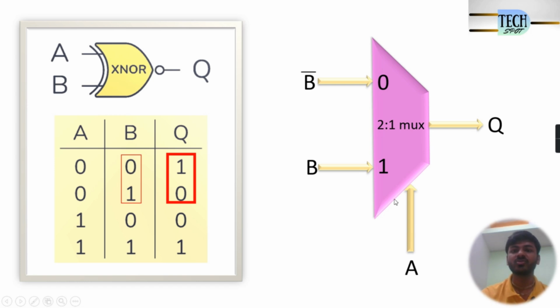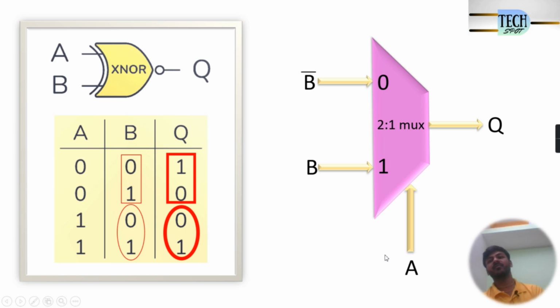Similarly, if select line A is equal to 1, the output Q is equal to B. You can see on truth table, A is equal to 1, that time whatever value present inside the B, 0, 1, output getting as the same. So that is the reason I have connected for select line A is equal to 1, B as the input. So as per the truth table, from this 2:1 mux, we are getting the same output. This is how we can implement XNOR gate.